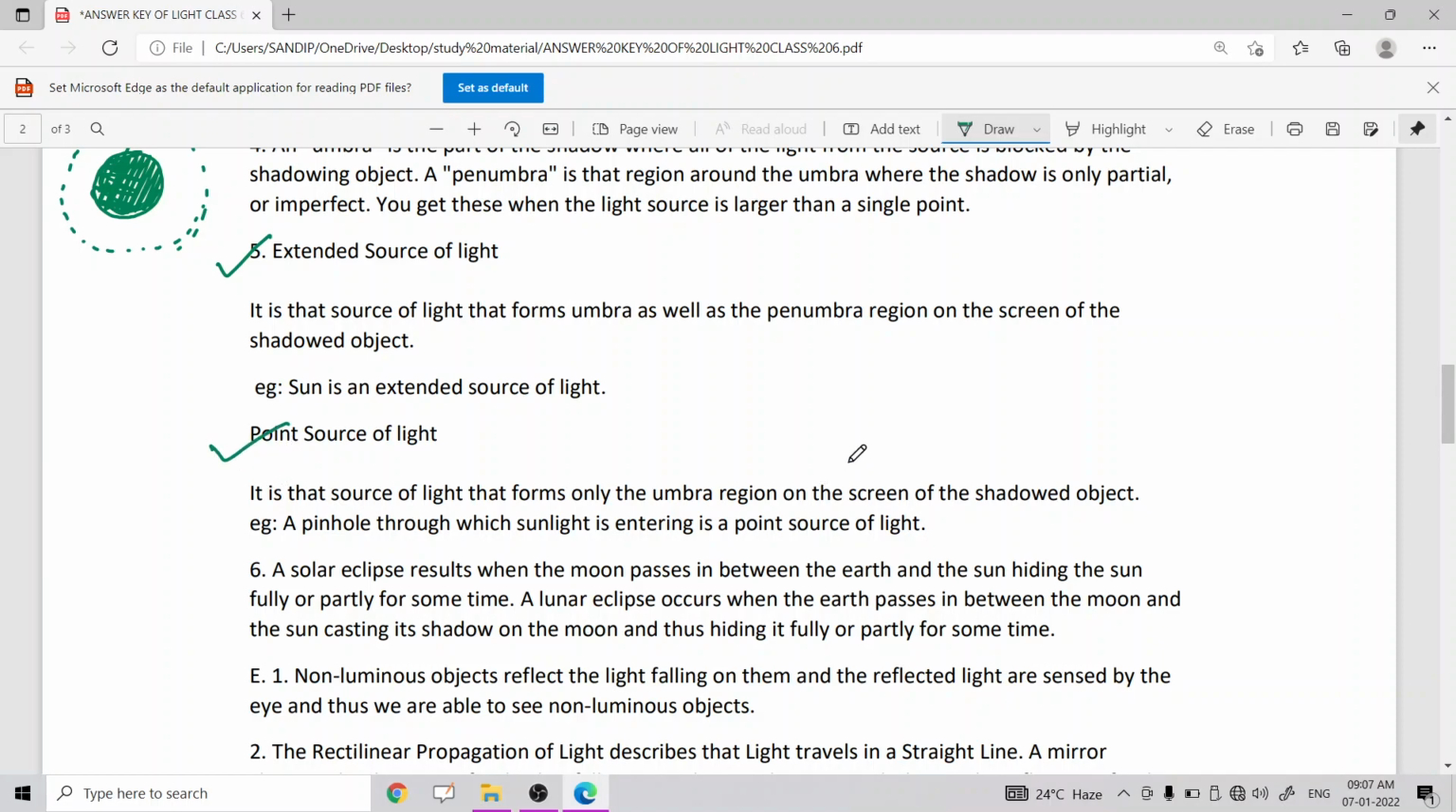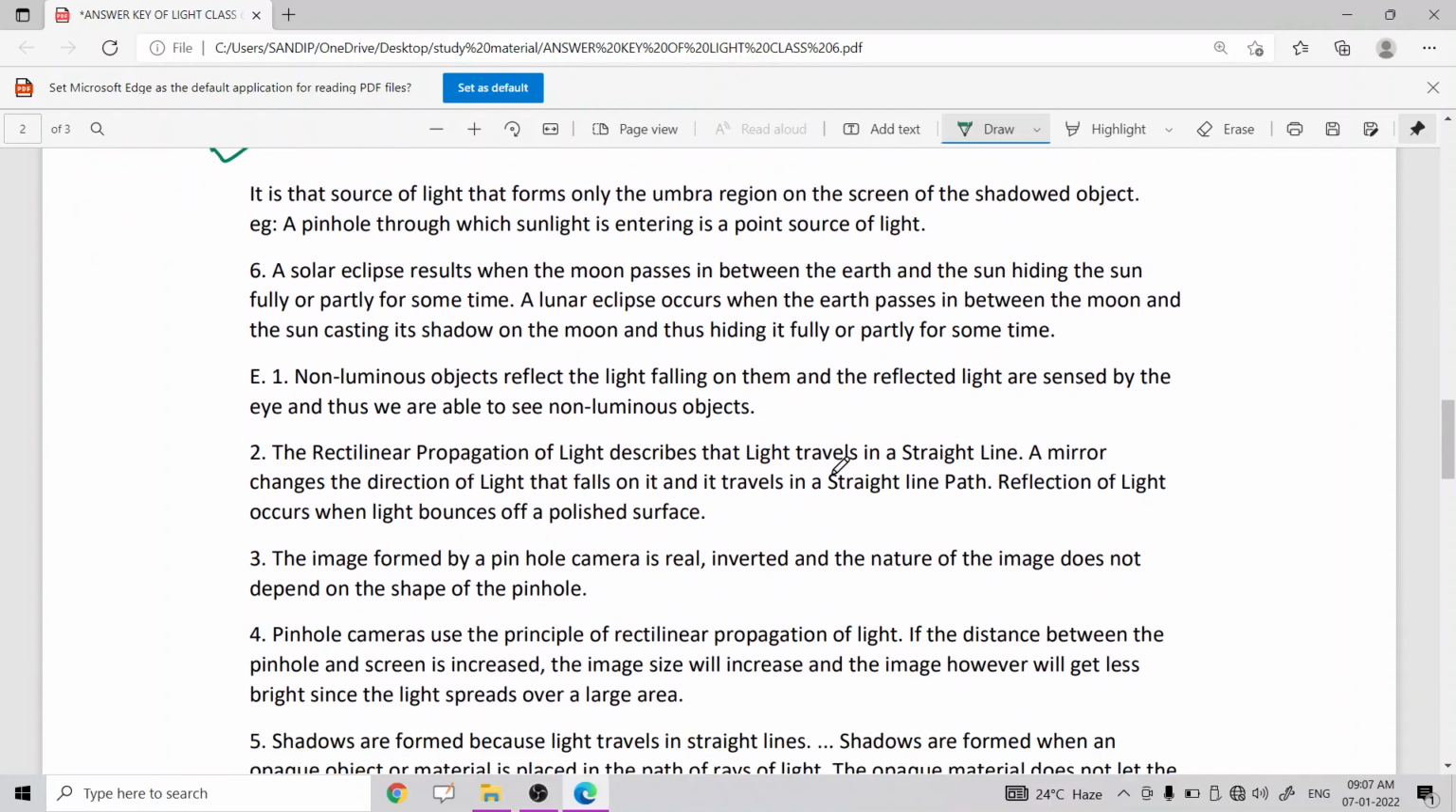And what is a point source of light? It is a source of light that forms only the umbra region on the screen. An example is a pinhole through which sunlight is entering, which acts as a point source of light.